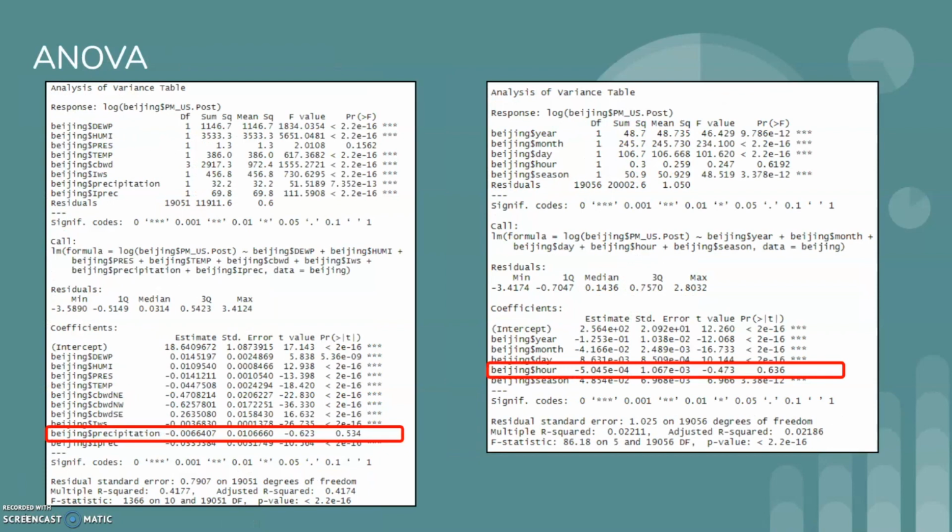We also checked our variables by using ANOVA. This reaffirmed that we can ignore the precipitation variable for the climate attributes and the hour variable for the time attributes.